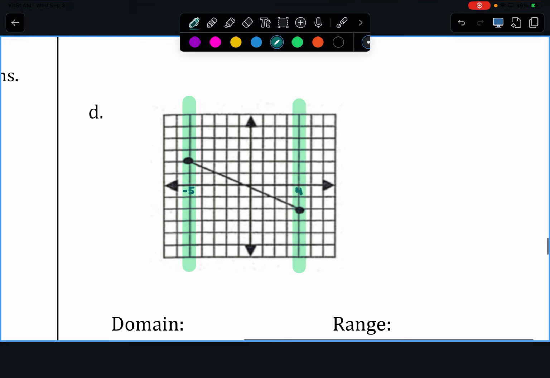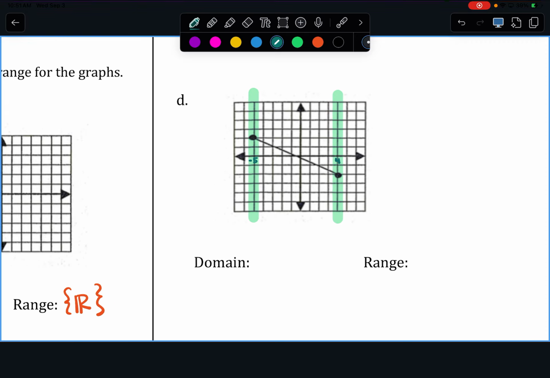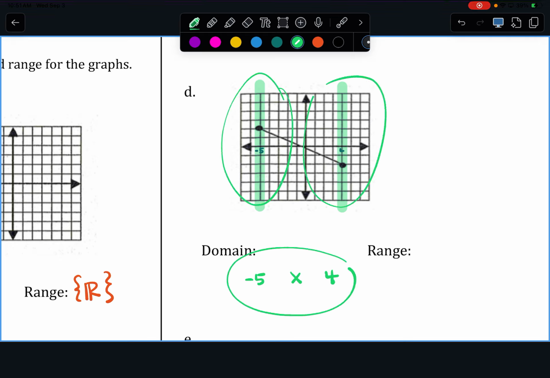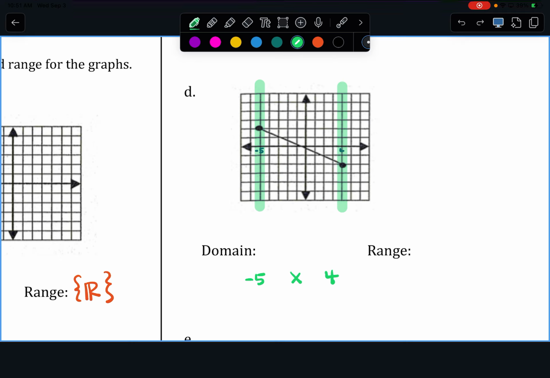So this graph is completely trapped in the x direction between negative 5 and 4. So that's exactly how we write our domain. All my x's are between negative 5 and 4. Remember, double walls, double inequality, right? If you've got 2 walls, then your answer is going to be a double inequality or a compound inequality.